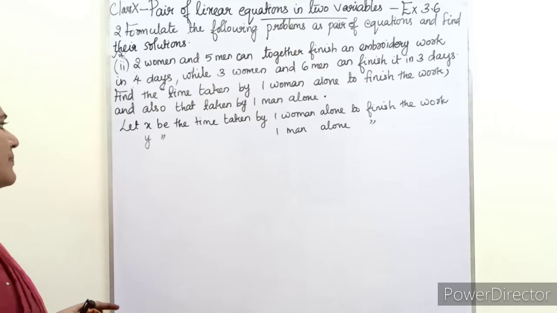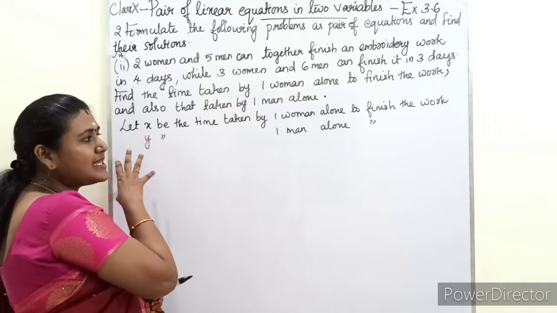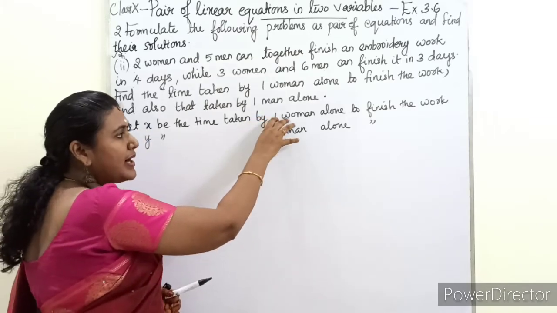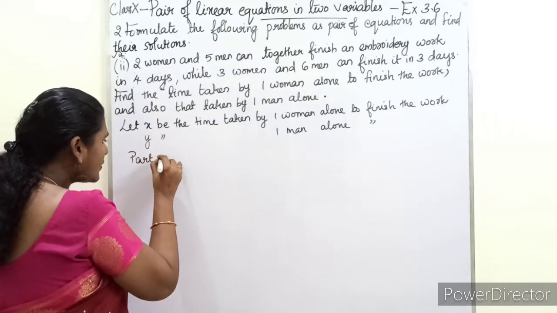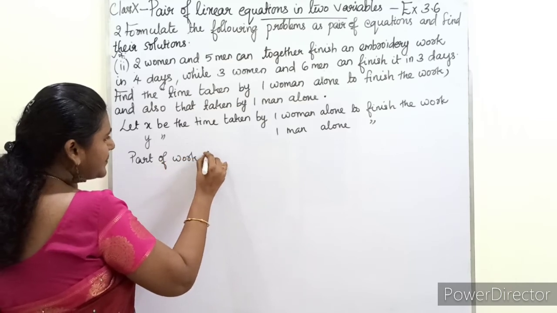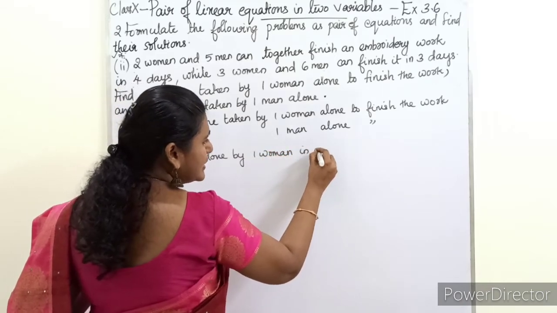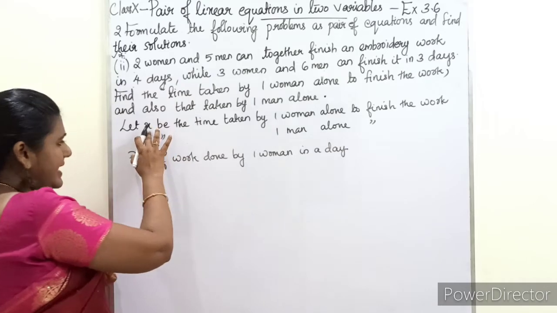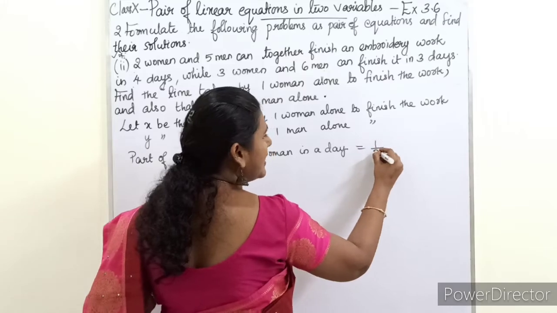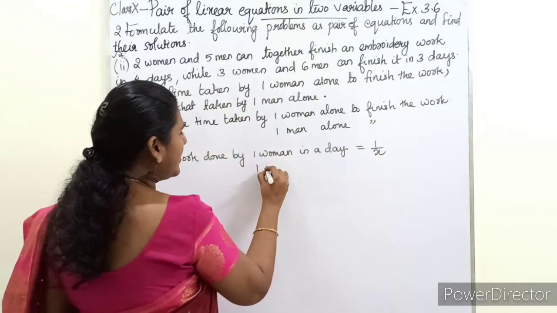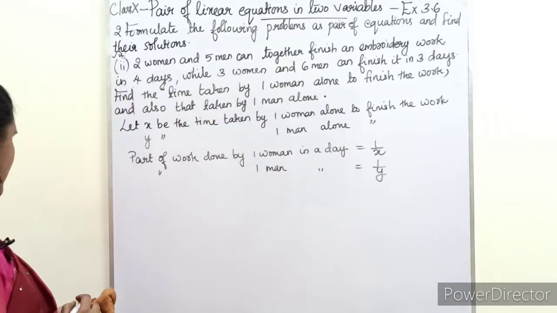So now you listen here. One woman can finish the entire work in x days. So what is the fraction of work completed by a woman in a day? That is 1 by x. So we will write the part of work done by one woman in a day. The entire work she completes in x days, so part of the work done by one woman alone in a day is 1 by x. Similarly, the part of work done by one man alone in a day is equal to 1 by y. Now we will go to the question.